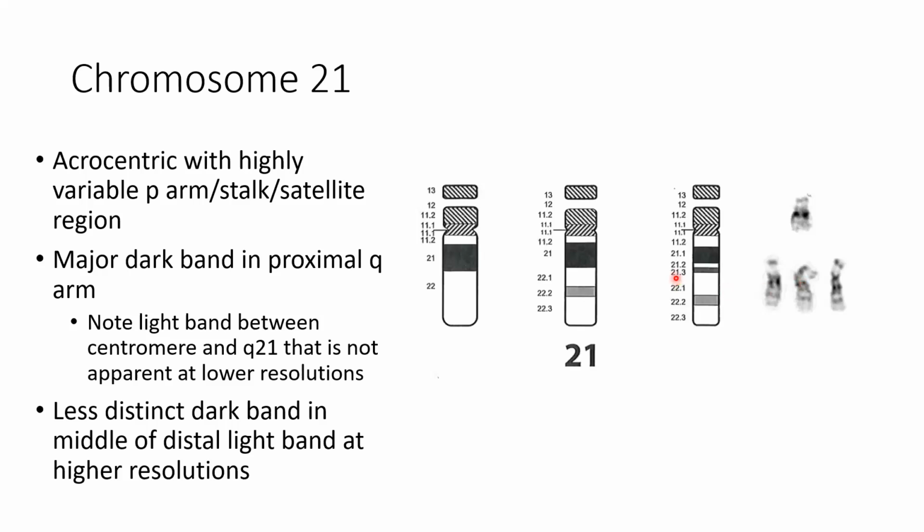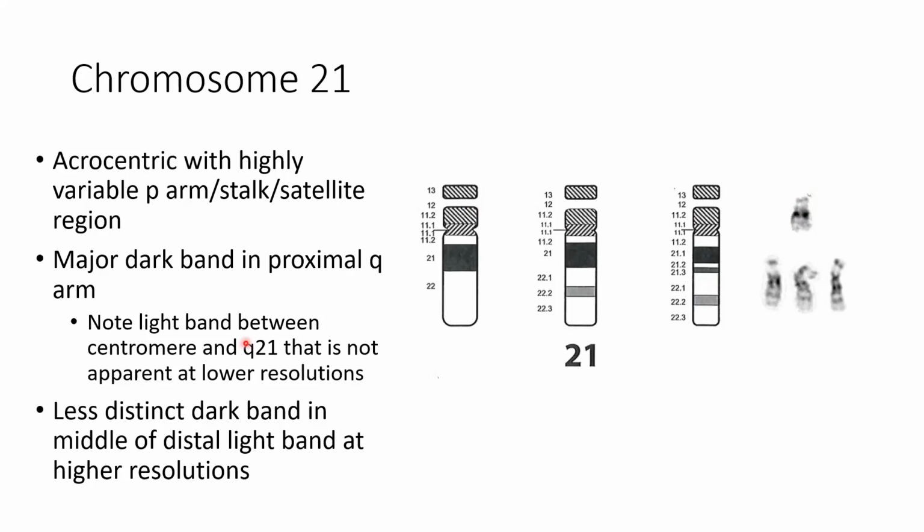And then chromosomes 21 and 22 are other acrocentric chromosomes, again, highly variable regions. And then 21 has a major dark band in the proximal Q arm. Oh, the other thing I should point out with the acrocentric chromosomes is that a lot of times you're not really going to be able to see the P arm. It kind of all blends into the stalks and satellites or into the centromere, because these are extremely tiny. So anyway, 21 has a major dark band in the proximal Q arm.